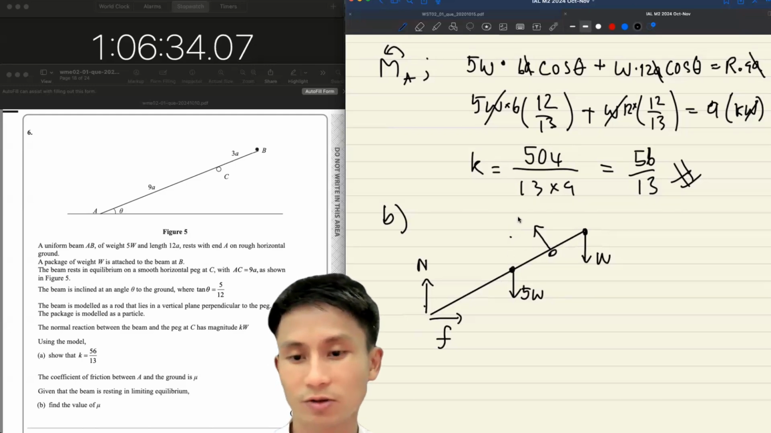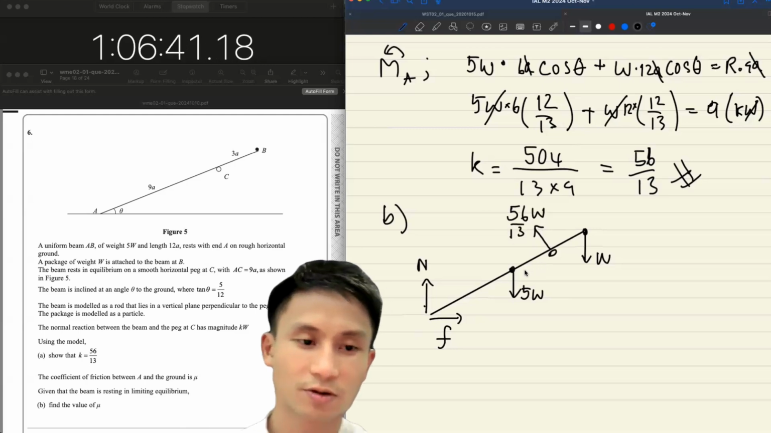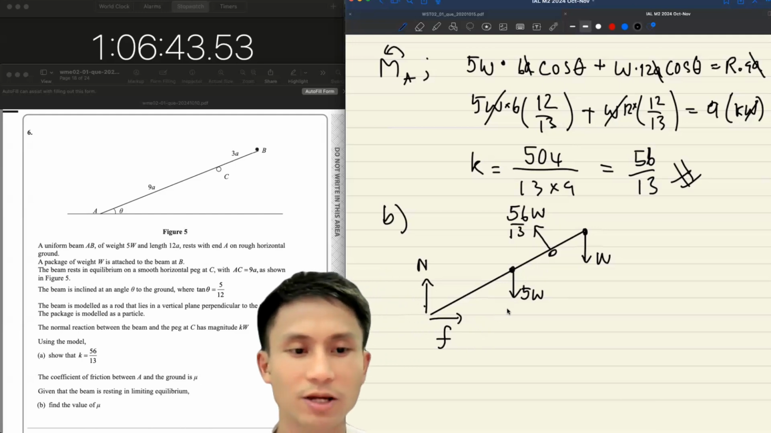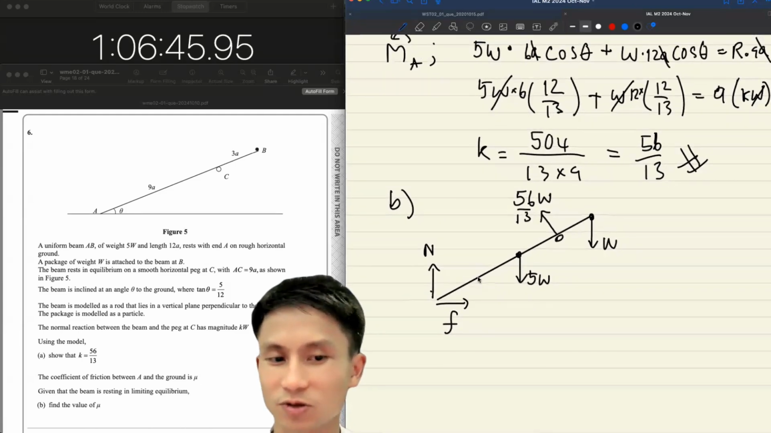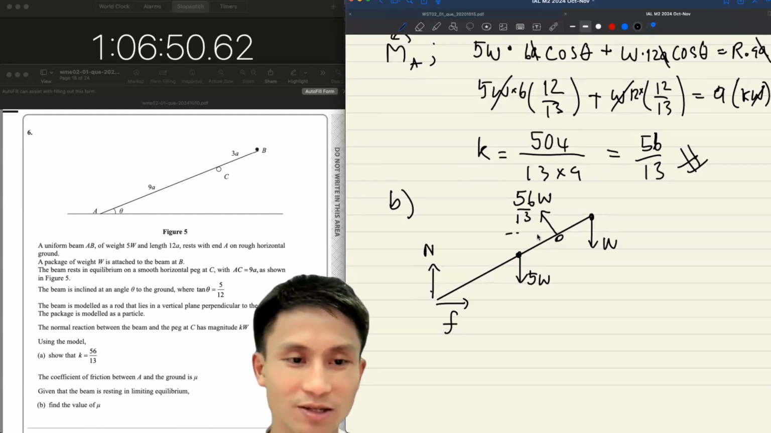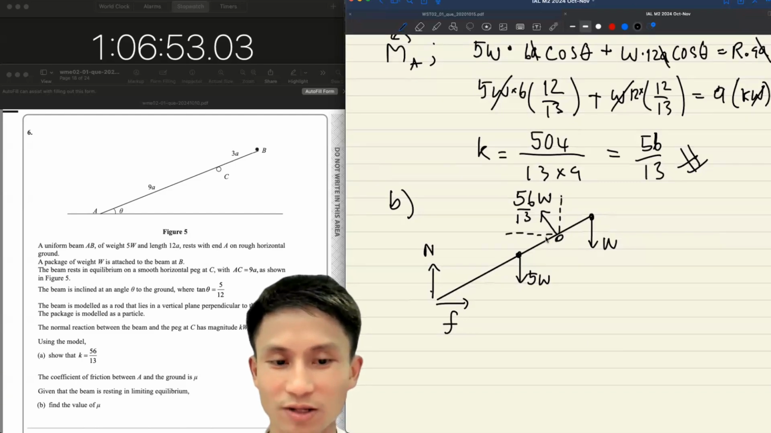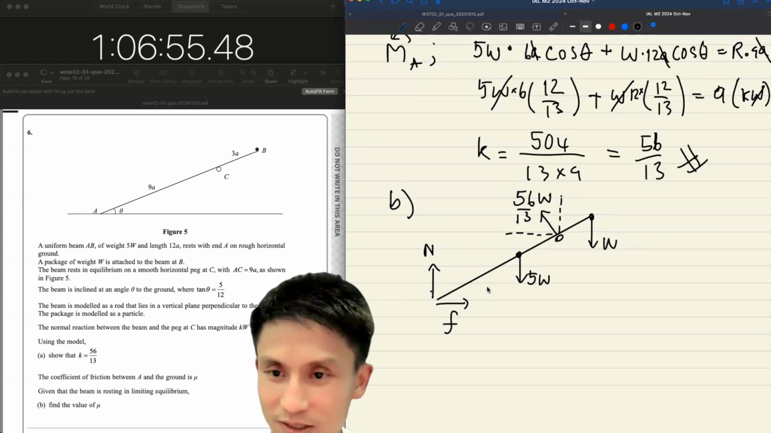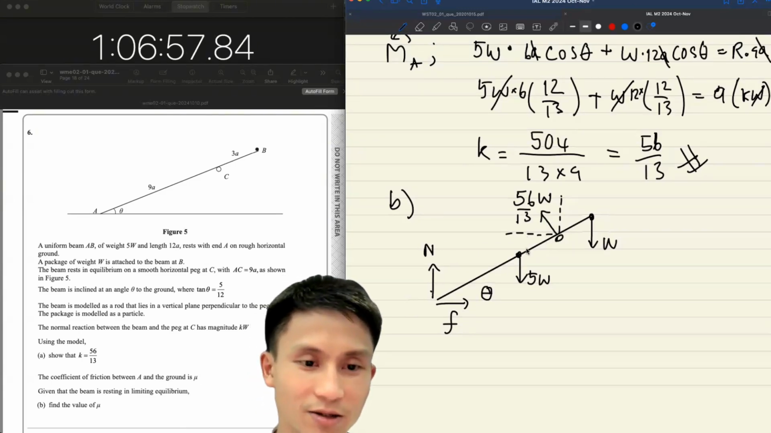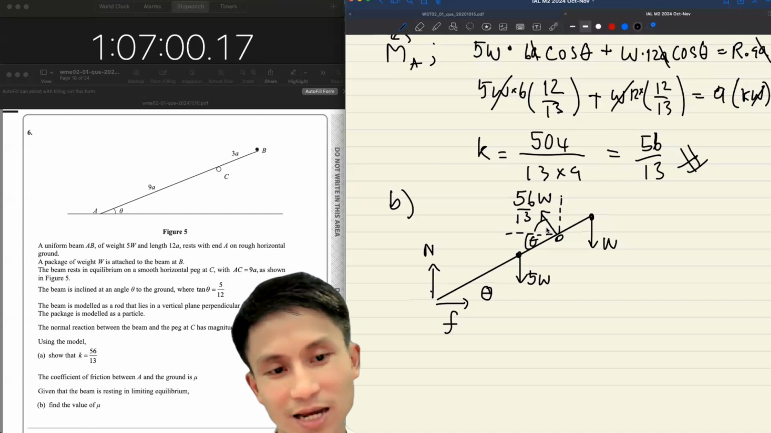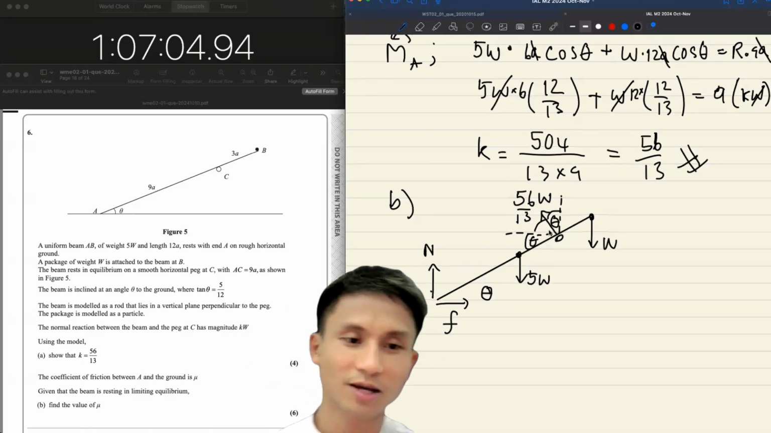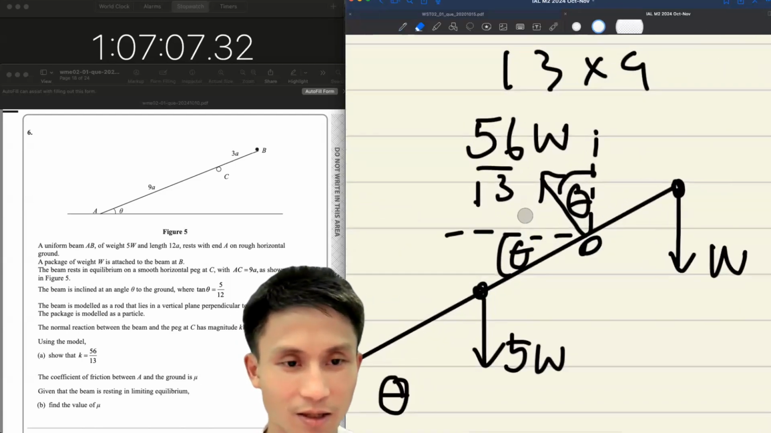Yeah, it's still the same, right? So this is 56/13 W. Okay, we can use forces here, right? Is that all the forces we have? Yeah, seems like that. But what is this angle right here? Because we need to resolve only this vector. Because this is theta, that is going to be theta, so that must be 90 minus theta. And that means this is going to be theta. Okay, quickly there. All right.